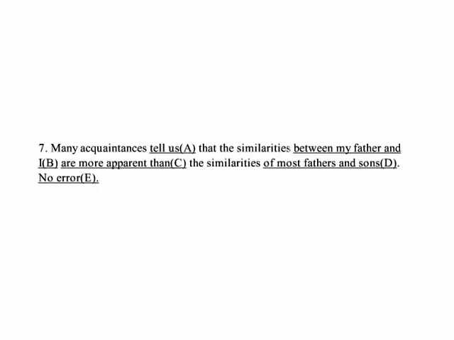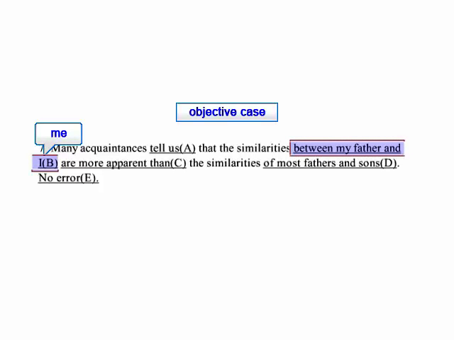This is another fairly frequent one. Many acquaintances tell us that the similarities between my father and I are more apparent than the similarities of most fathers and sons. My father and I here are objects of the preposition between. So you need the objective form of the pronoun I, and that would be me. One of the ways to be sure you have this right is to take my father out of there. You wouldn't say between you and I, you'd say between you and me. Remember, me is the objective form that you're looking for here.